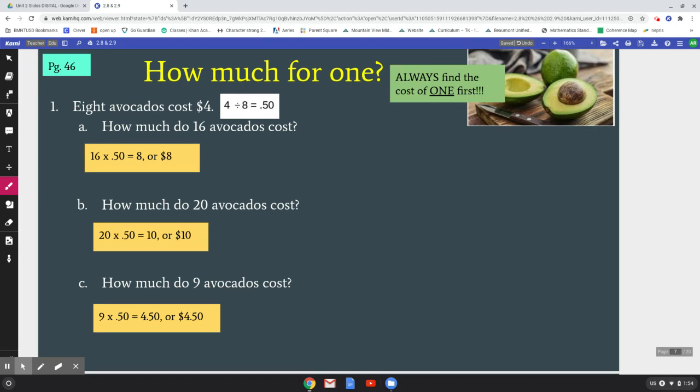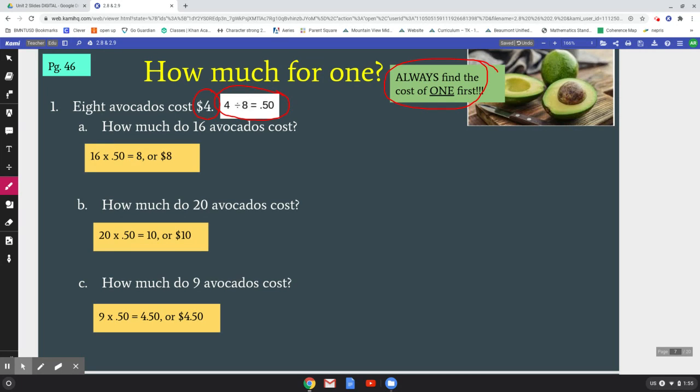So for number 1, it says 8 avocados cost $4. Now, what I always do every single time is I find the cost of one before I even move on with the problem. So that's going to be this right here. Now, a trick that I teach kids is the money will always be what you do first. So if you're typing this in a calculator, the money is what you're going to type before you begin. So you can use a calculator. You just need to make sure that you use the calculator correctly.